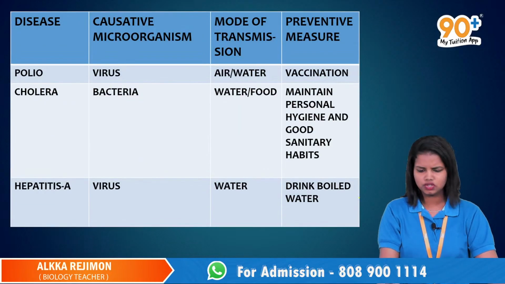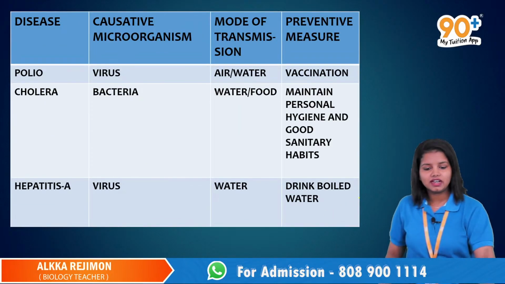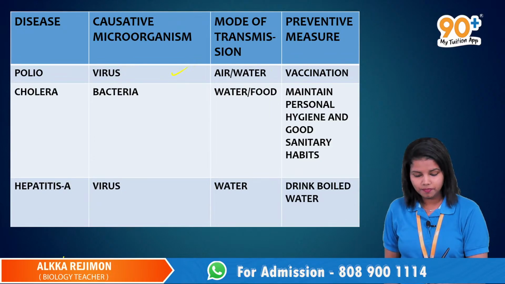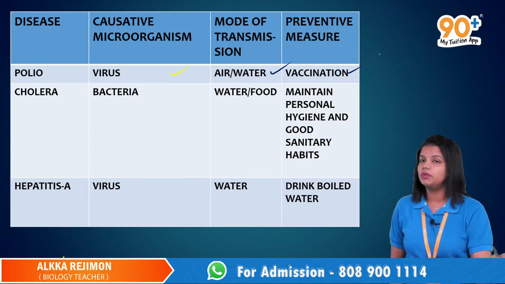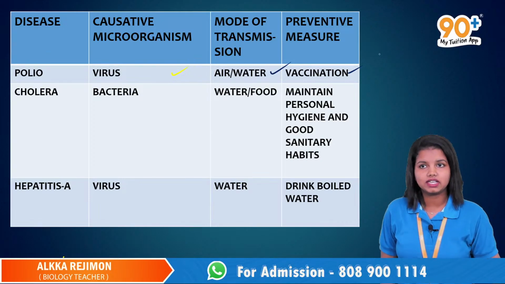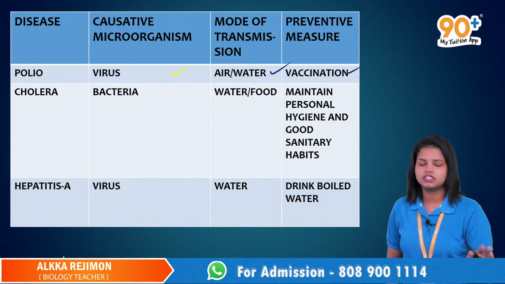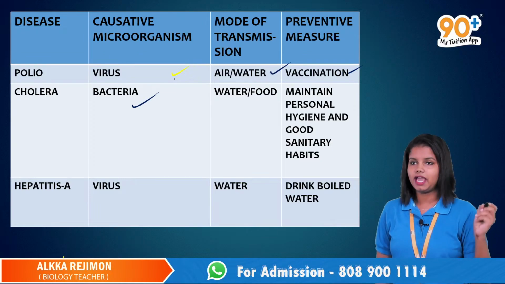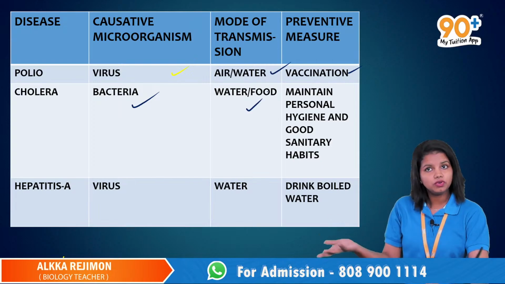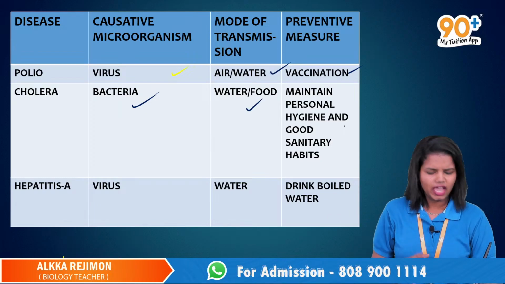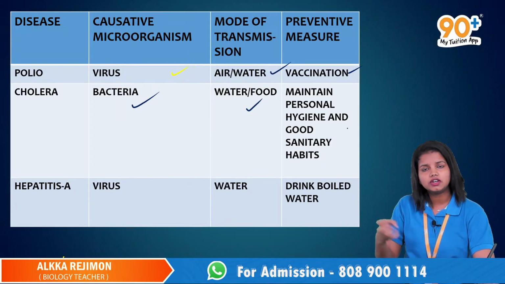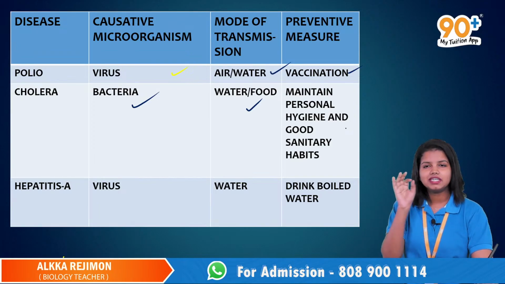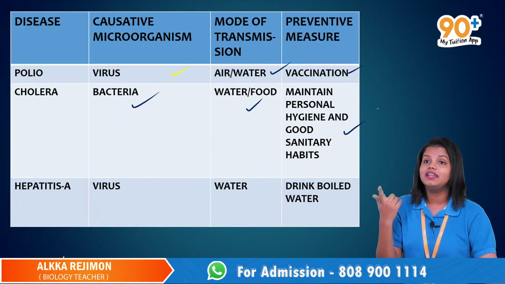So it's simple. Polio is a viral disease. It can be transmitted through air or water, and vaccination is one preventive method. There are several other vaccinations, but since only one is asked here, I have put down only one. And then cholera. Here it is a bacterial disease. Water or food can be the mode of transmission, and it can be prevented by maintaining personal hygiene and good sanitary habits.